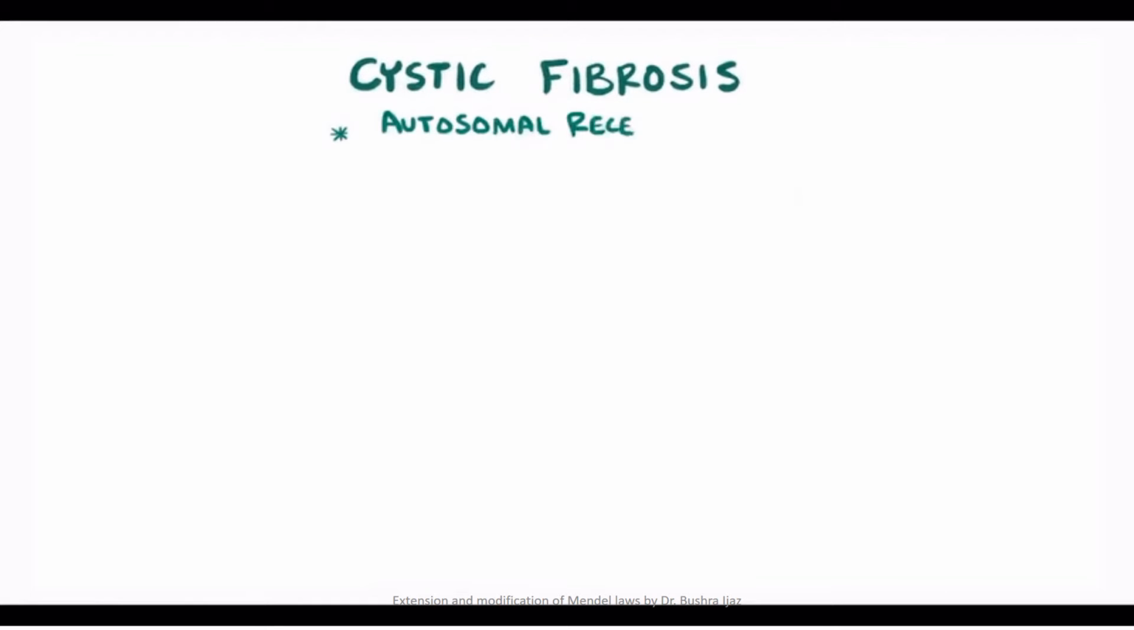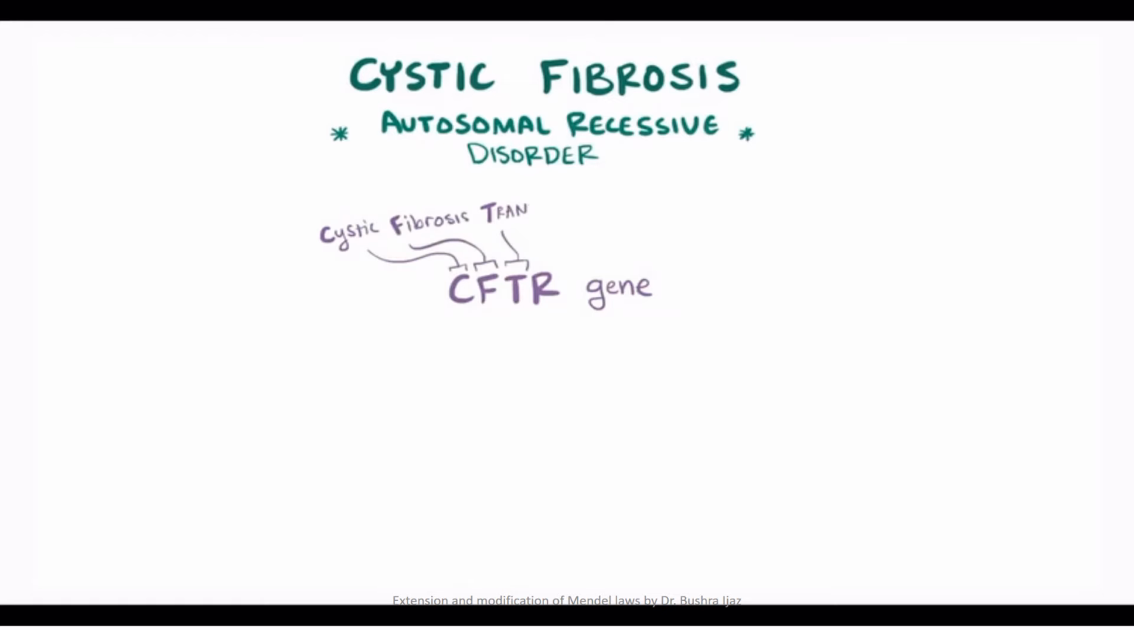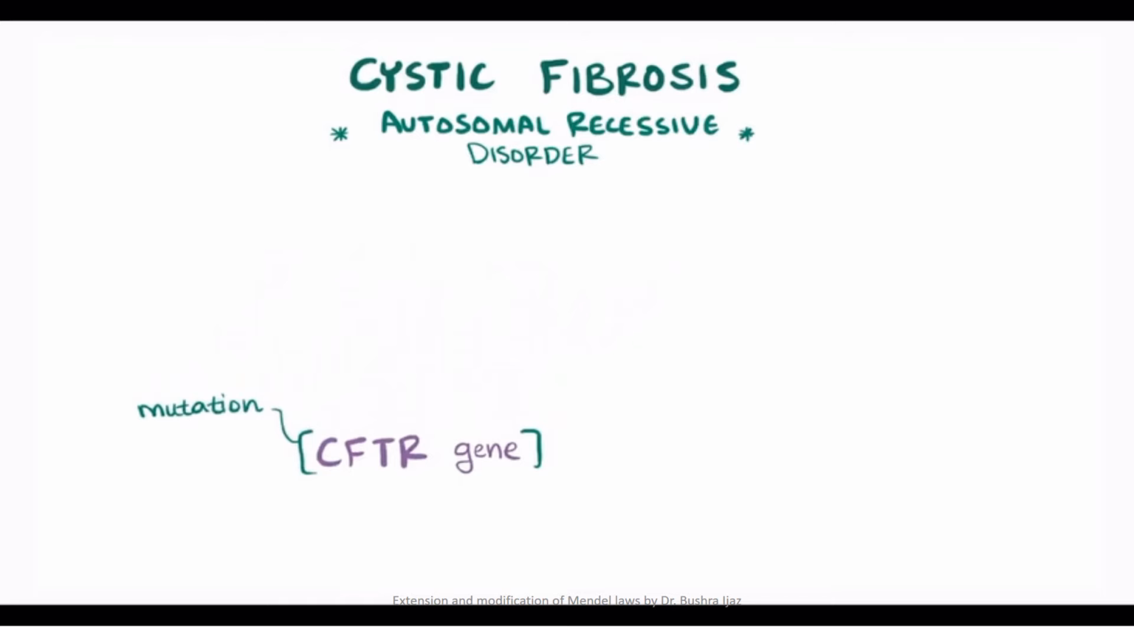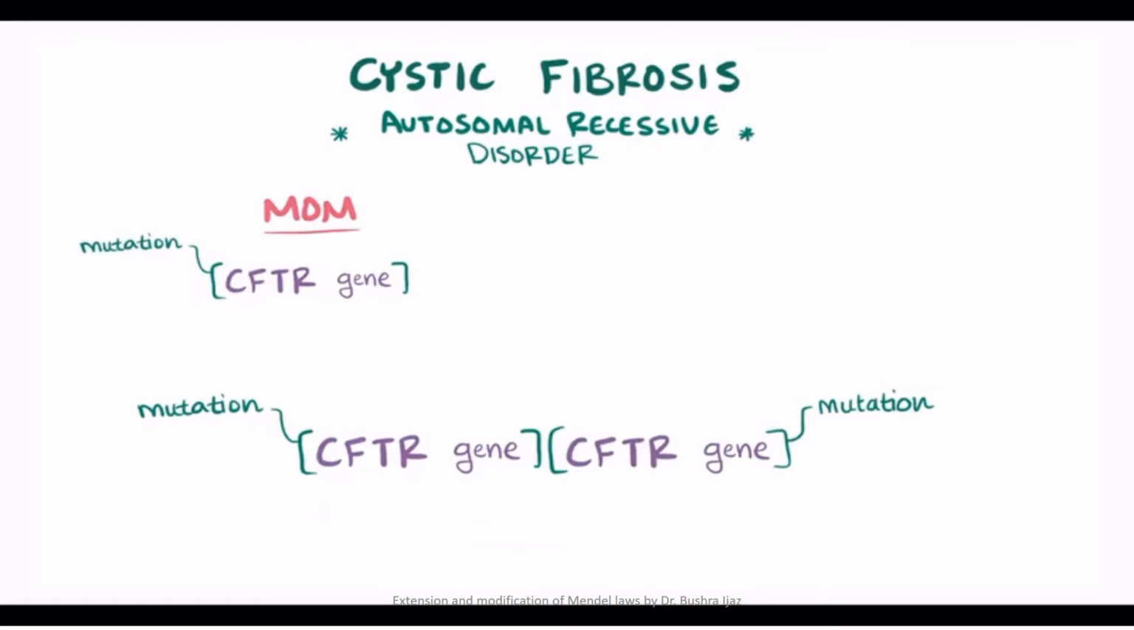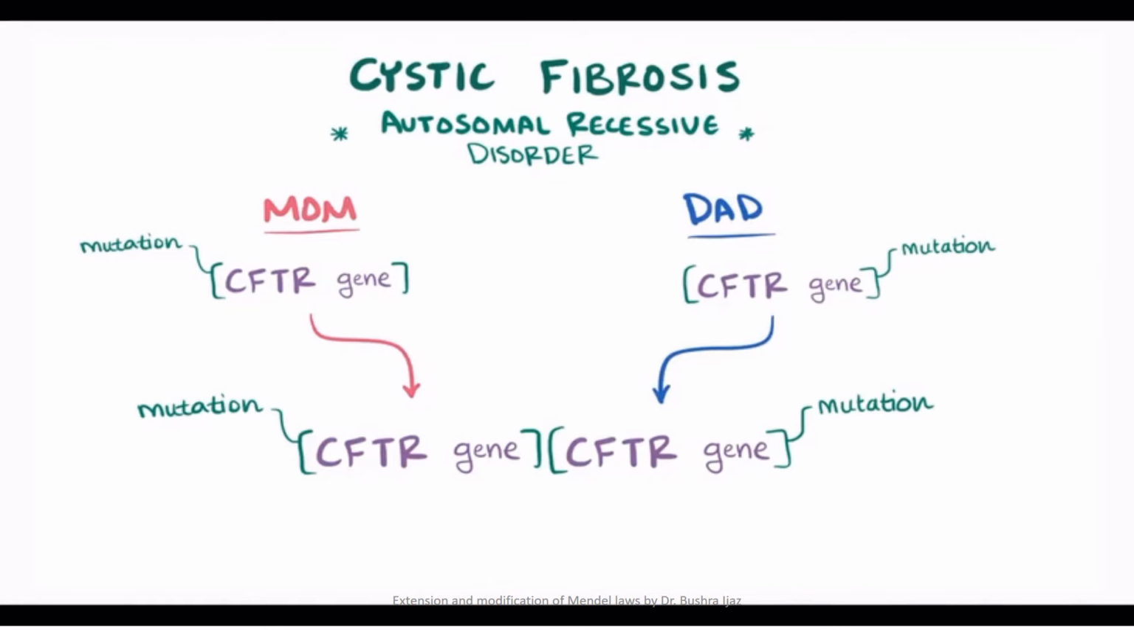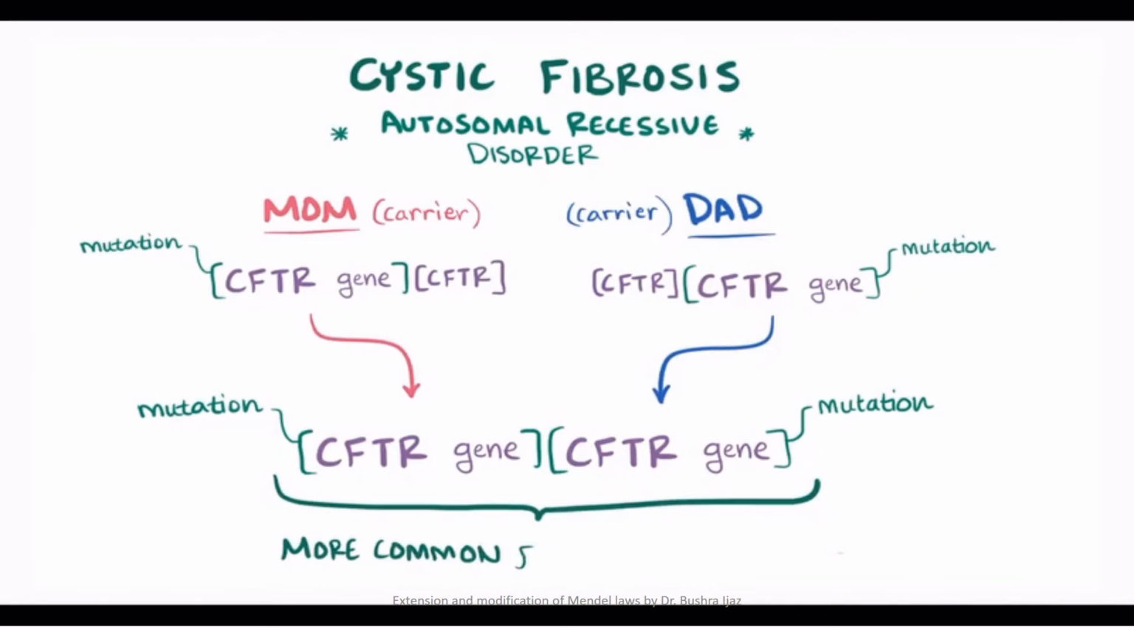CF is an autosomal recessive disorder involving the CFTR gene, which stands for cystic fibrosis transmembrane conductance regulator. This gene codes for the CFTR protein. CF develops when there's a mutation in the CFTR gene, but because it's autosomal recessive, you need to inherit 2 mutated CFTR genes, one from mom and one from dad. If mom and dad both have 1 copy of the mutated gene and 1 normal gene, they're considered carriers and they don't have the disease. Inheriting CF is much more common in people of European descent.